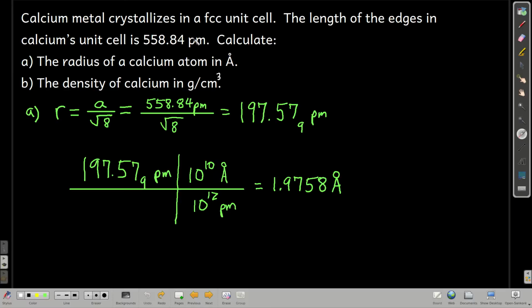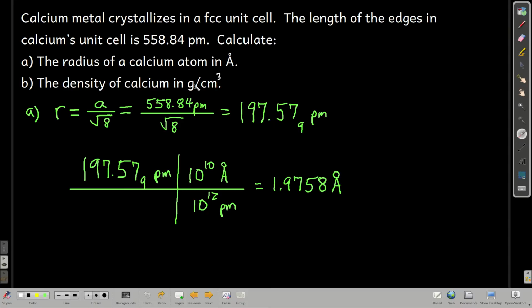I'm telling you that calcium metal crystallizes in a face-centered cubic unit cell. FCC is face-centered cubic unit cell. The length of the edges in calcium's unit cell is 558.84 picometers. Let's calculate the radius of an atom in angstroms. Remember, an angstrom is 1 times 10 to the minus 10th meters. A picometer is 1 times 10 to the minus 12th meters. And then we're also going to calculate the density of calcium in grams per cubic centimeter.